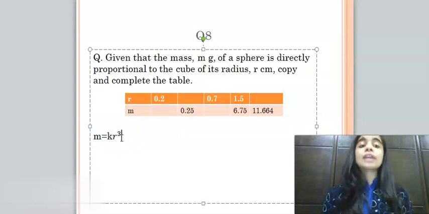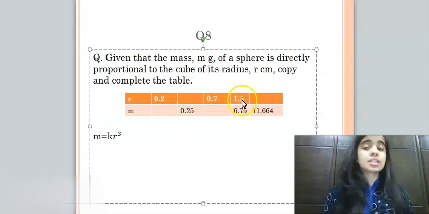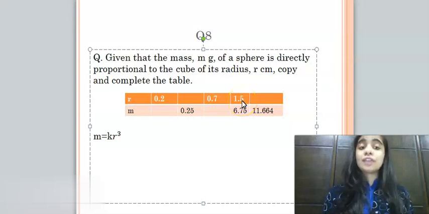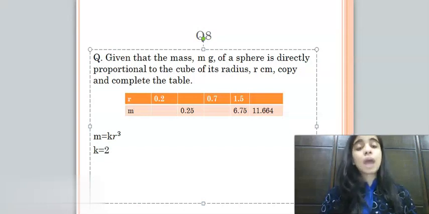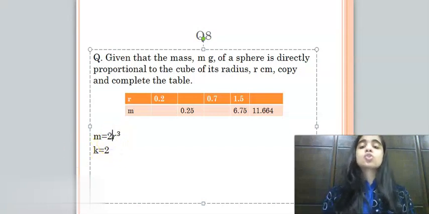So now can you find the value of k yourself? So m is 6.75 and the radius is 1.5. This is the only value which we have complete. So we will do 1.5 cube and 6.75. We have these two values. So 6.75 divided by 1.5 cube. So k will be 2. We got this value of k. And then with the help of this value of k, our equation will be m is equal to 2r cube.